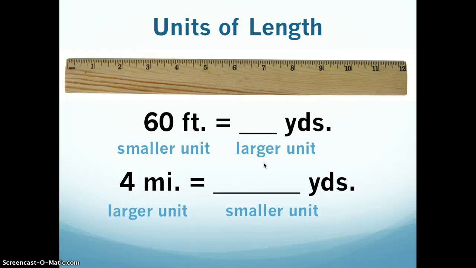60 feet divided by 3 is 20 yards. Now we divide by 3 because we're looking at the conversion between feet and yards. 3 feet is the same as 1 yard. That's why you divide by 3.